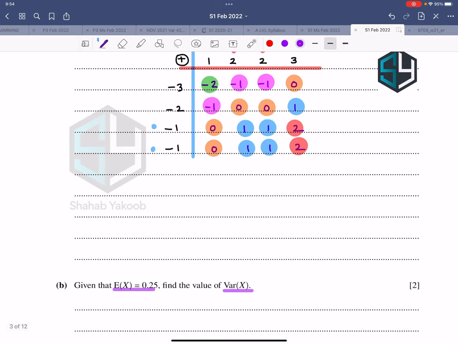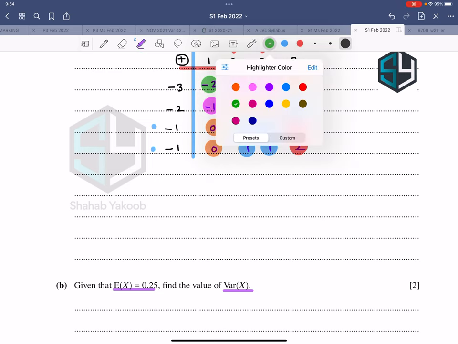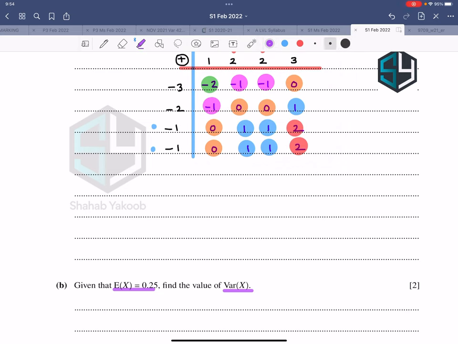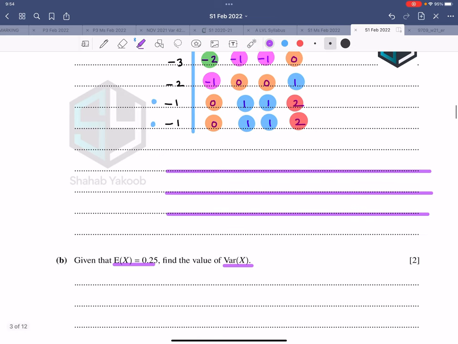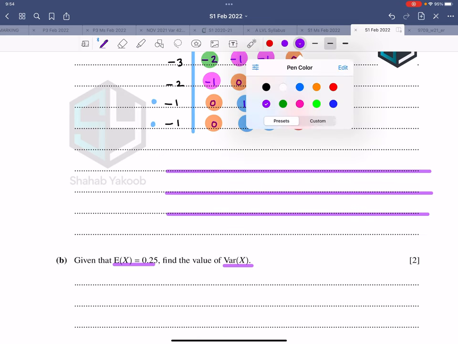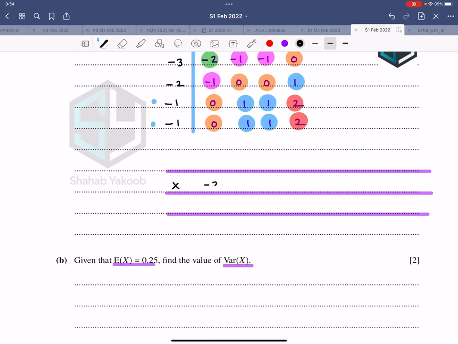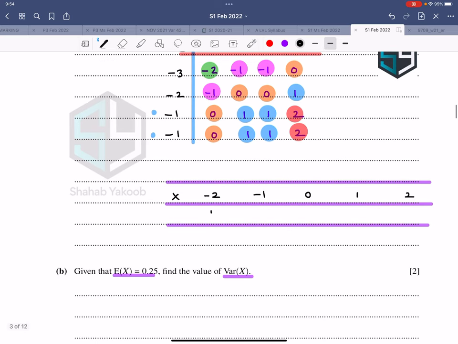So let me draw up a table. This is a table horizontally. That's a probability distribution table. You have X and the corresponding values of the probability. The smallest value is negative 2, and then negative 1, and then 0, and then 1, and then 2. So negative 2 appears once, that's 1 out of 16. This is the probability. Negative 1 appears 3 times, the pink ones, that is 3 out of 16. 0 appears 5 times, that is 5 out of 16. 1 appears 5 times, that's also 5 over 16. 2 appears 2 times, that's 2 out of 16.